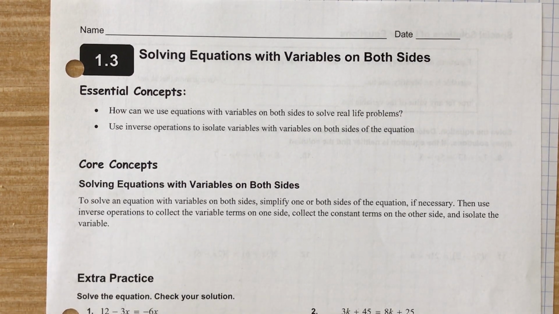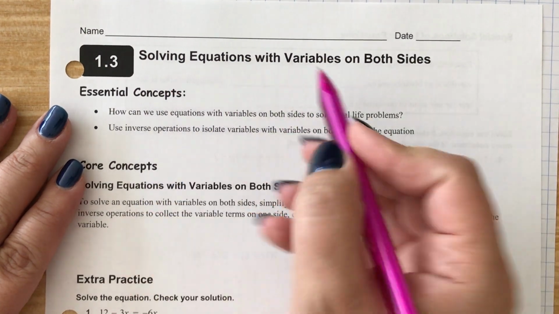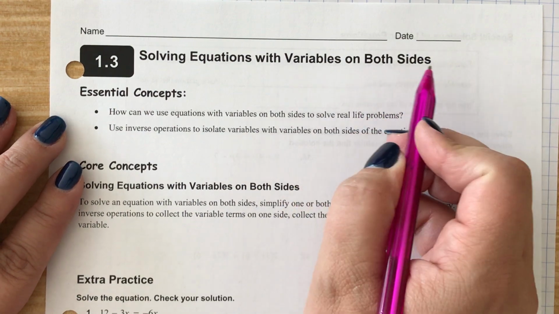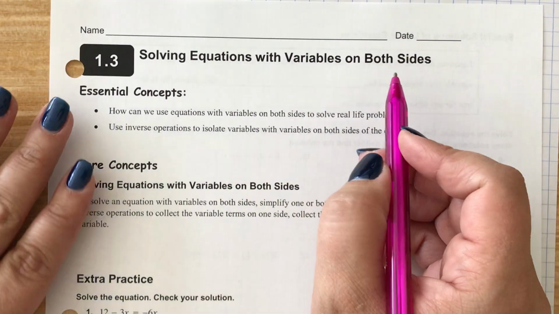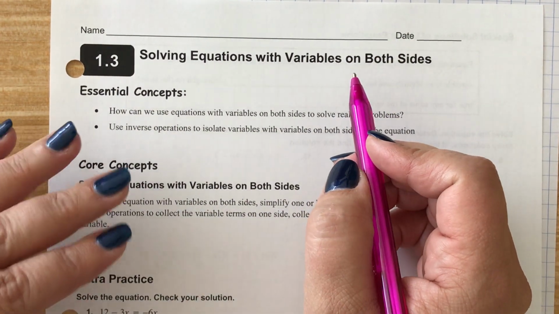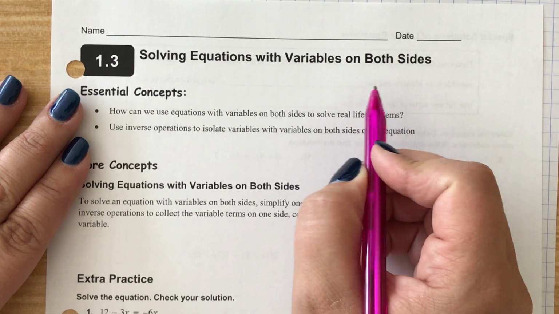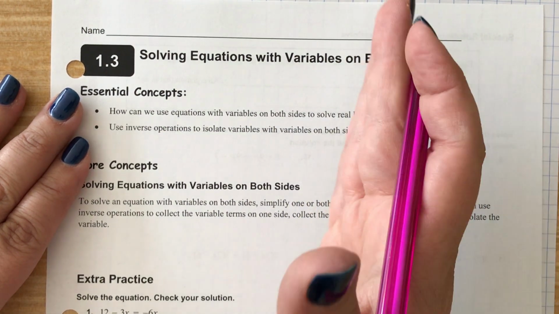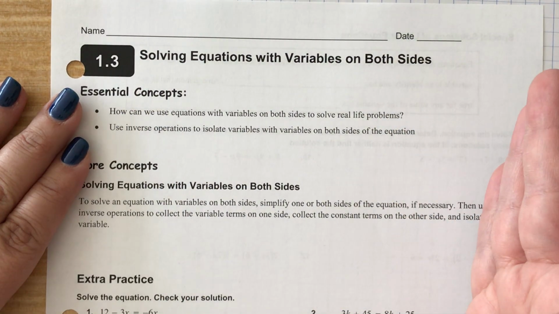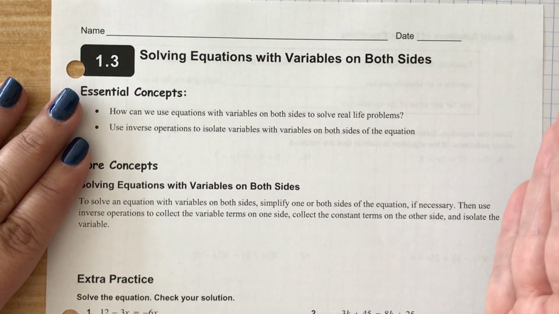Okay, so our lesson today is lesson 1.3, and we're talking about solving equations that have variables on both sides of the equal sign. So that's the next step that we're dealing with today. Everything that we've done, even the multi-step equations that we did yesterday, even if they weren't simplified, the variables were all on one side of the equal sign, either on the left side or on the right side, but not on both sides.